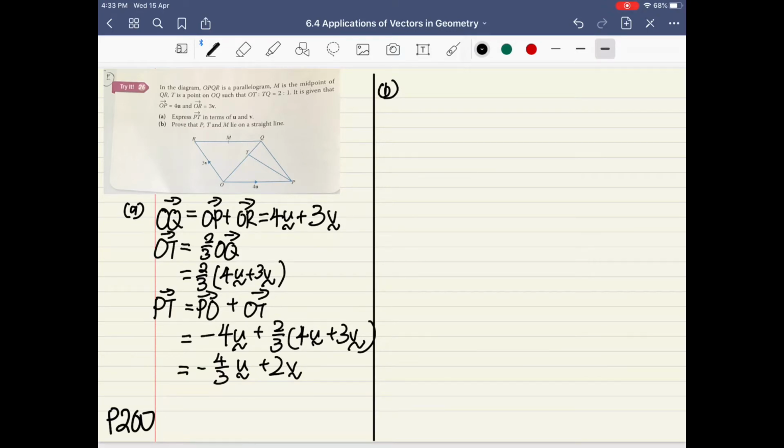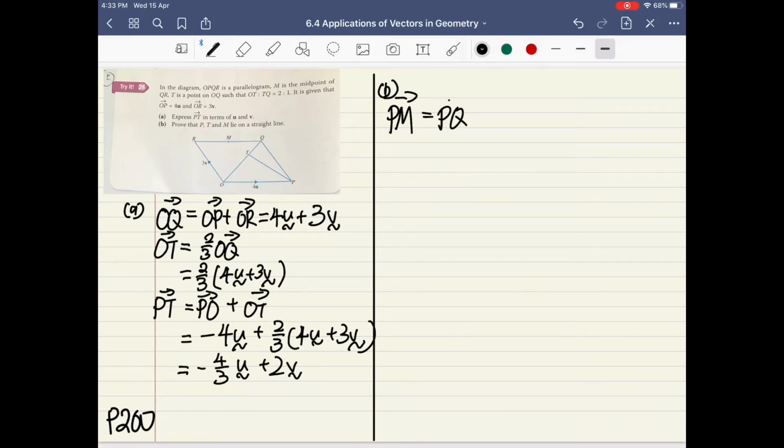For part B, what they want is to prove that PT and M lie on a straight line. So basically, what we're trying to say is, if I want it to be on a straight line, I'm trying to prove that PT is equal to k times PM, because they will share the common point P, and then they'll be parallel. In this case, if they share the same point, which is P, then P, T, and M will all lie on the straight line.